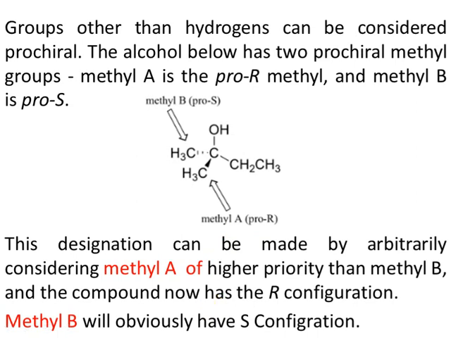Groups other than hydrogen can be considered prochiral as well. For example, here you can see that we have a molecule with a hydroxyl, an ethyl, and two methyl groups. If I replace any of these methyls with some other group, then the center will become chiral. So these methyls are called prochiral, right?